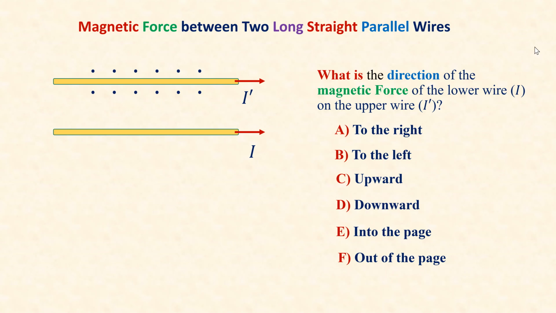And you answer this. You know what the force of a magnetic field is on a current. I hope you remember that. It is I L cross B.